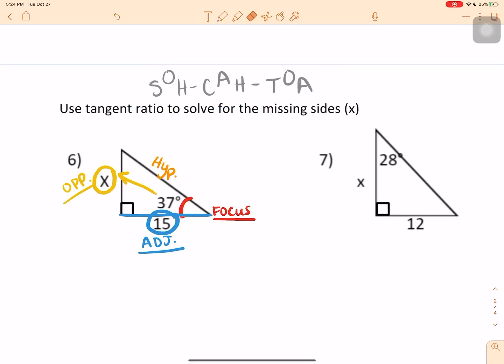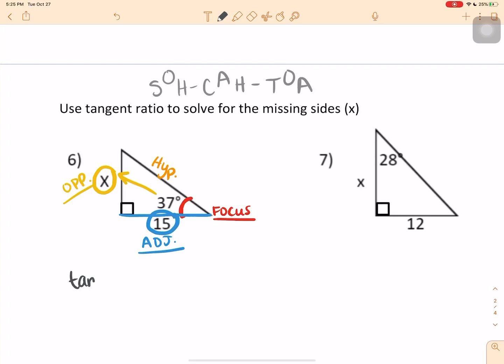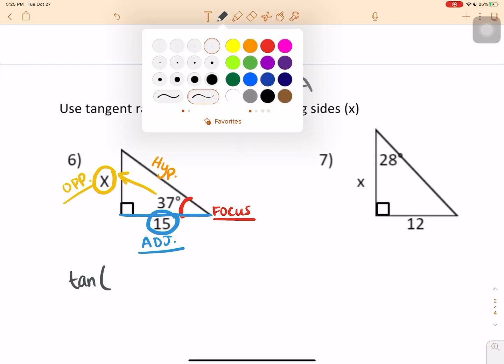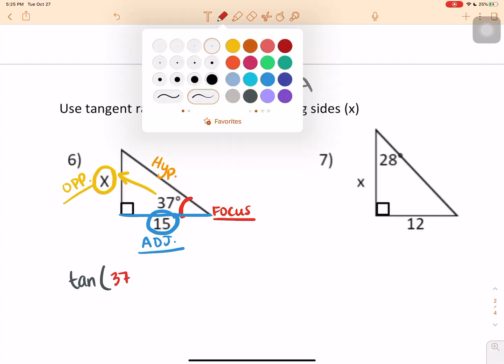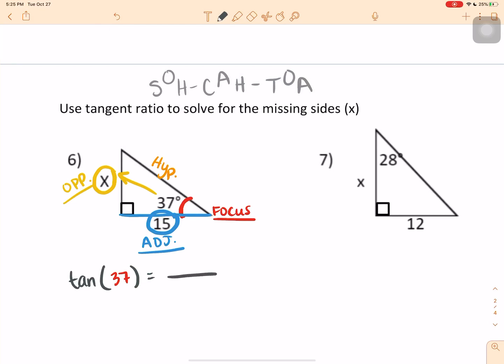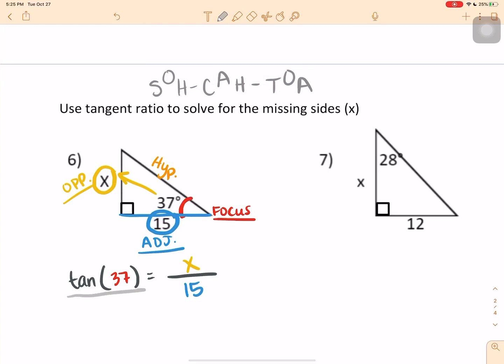So we need to determine which of these ratios deals with opposite and adjacent. The only one there would be tangent. So we need to use the tangent ratio. So here we're going to go ahead and set up. So we have tangent of the focus angle, which our focus angle is 37 degrees. Tangent of 37 equals the ratio of opposite over adjacent. So the opposite side is x, the adjacent side is 15. So I would put tangent of 37 all over 1.